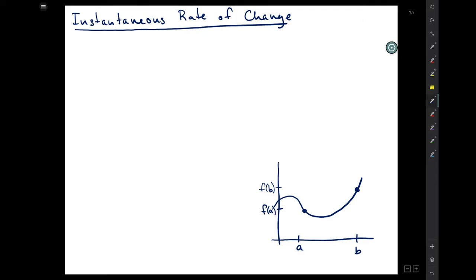Hi, this is Dr. Goldstein, and I am going to give you a quick intuitive introduction to what is called the instantaneous rate of change of a function.